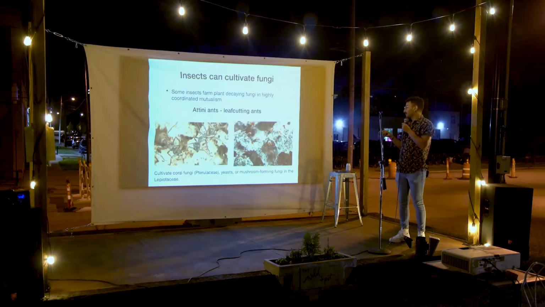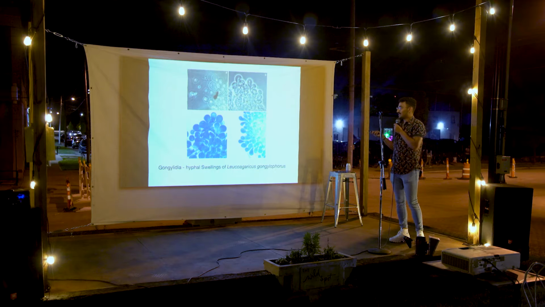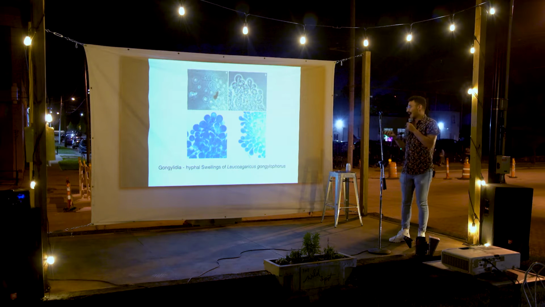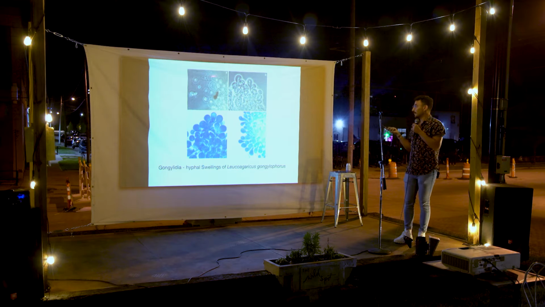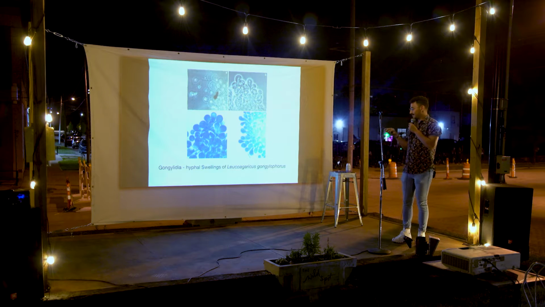There are some fungal species that have lost the ability to reproduce sexually, so the ant needs to grab a piece of the fungus and take it to another colony to be able to grow. Here are the swollen hyphae that the ants eat. You'll see here, this is what the ants are eating. This is what the fungus is providing to the ants.